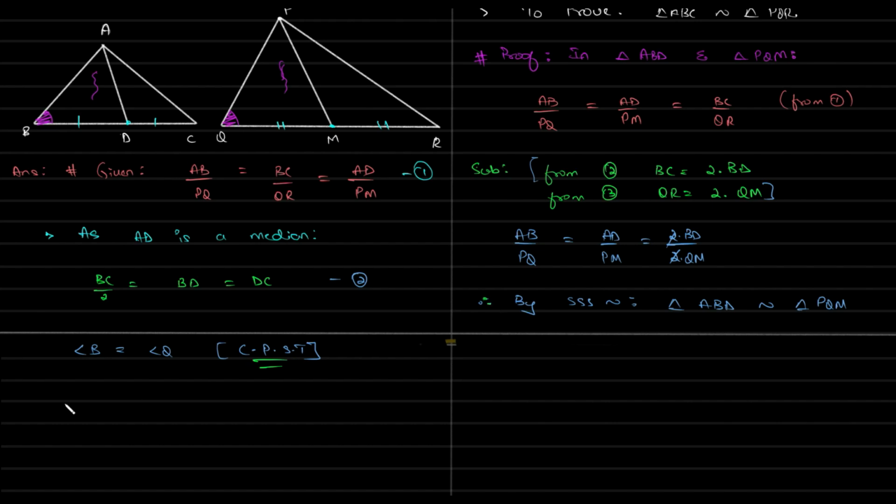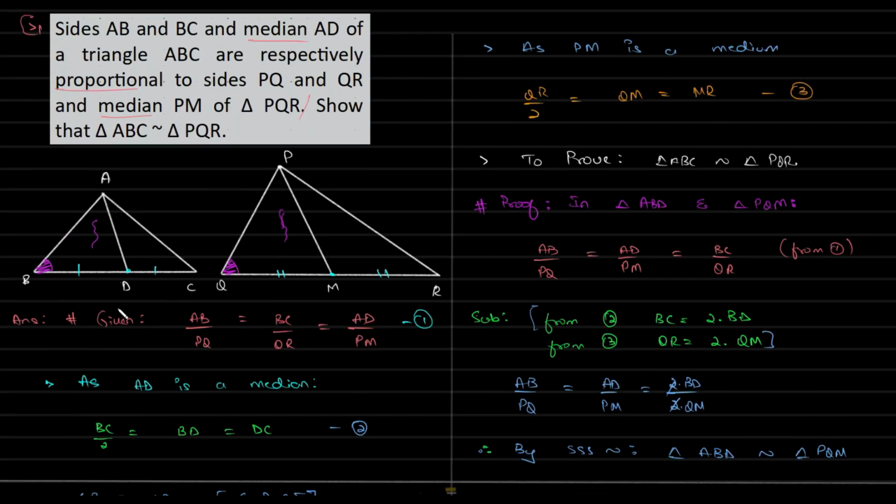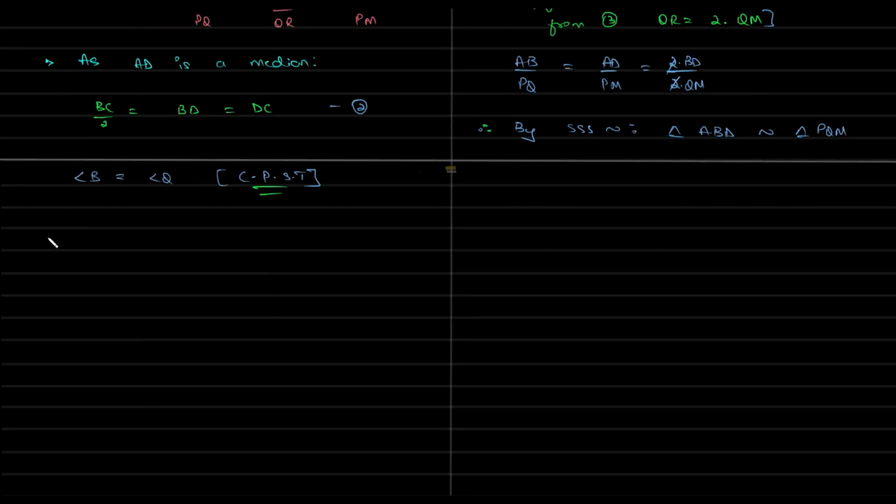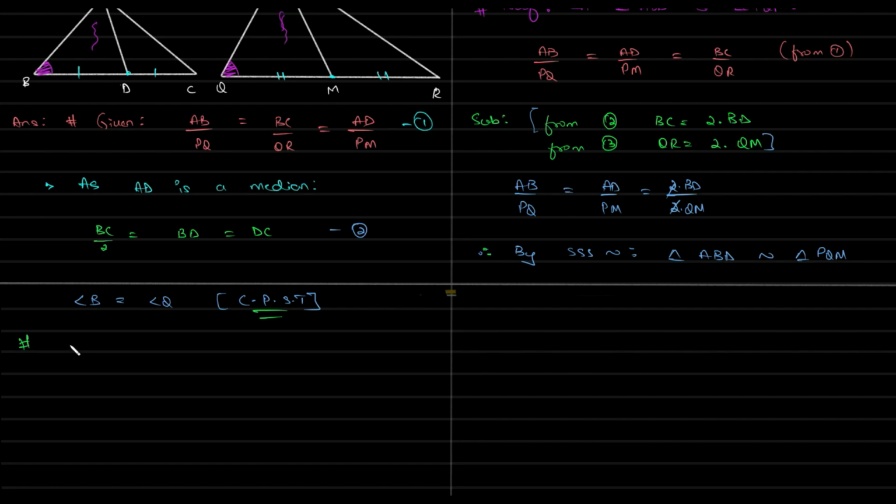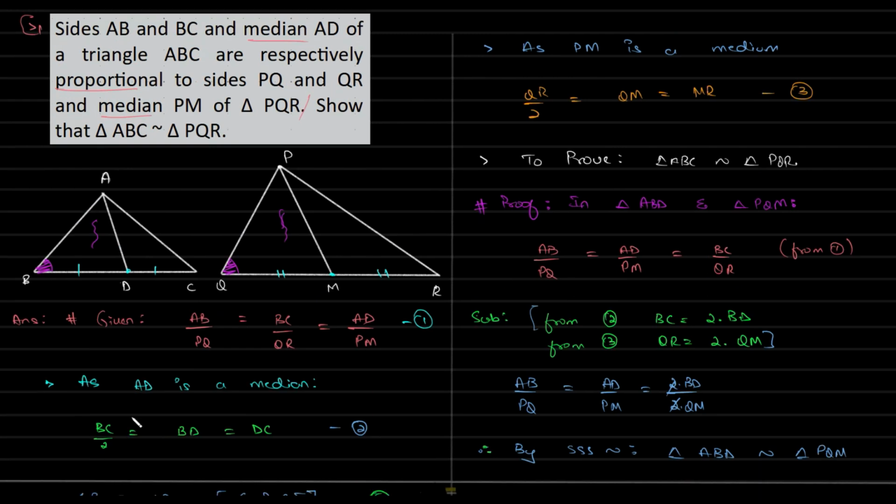So what is the next part? Next, we have to prove that this entire triangle is similar to this entire triangle. Quite simple. We already have the angle, we already have the side, and we are done. We'll call this equation 5. So from 1 and 5, triangle ABC is similar to triangle PQR, the reason being SAS similarity criteria, and we are done. That's it. So this is the key part.